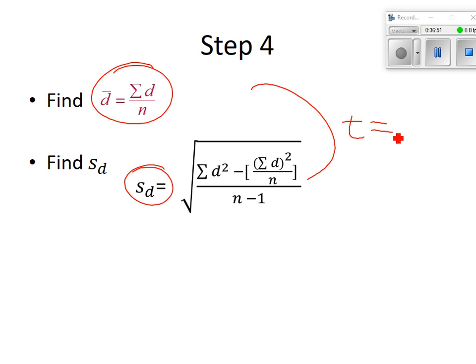Sum of D squared minus the sum of D, squared, divided by N, all that over N minus 1, just a little smaller. Then all of that is over the square root of N. So it looks real complicated and hard, but once you stick in these numbers and go through it, you just have to do one part at a time. Usually the numbers aren't that difficult.